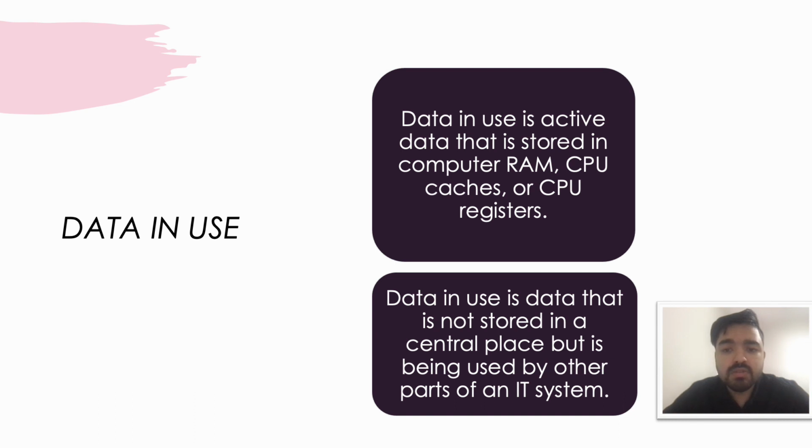Data in motion means data that is being communicated or exchanged during communication. Data in motion is categorized into two different categories. First is client and node communication, and the second is inter-node communication.